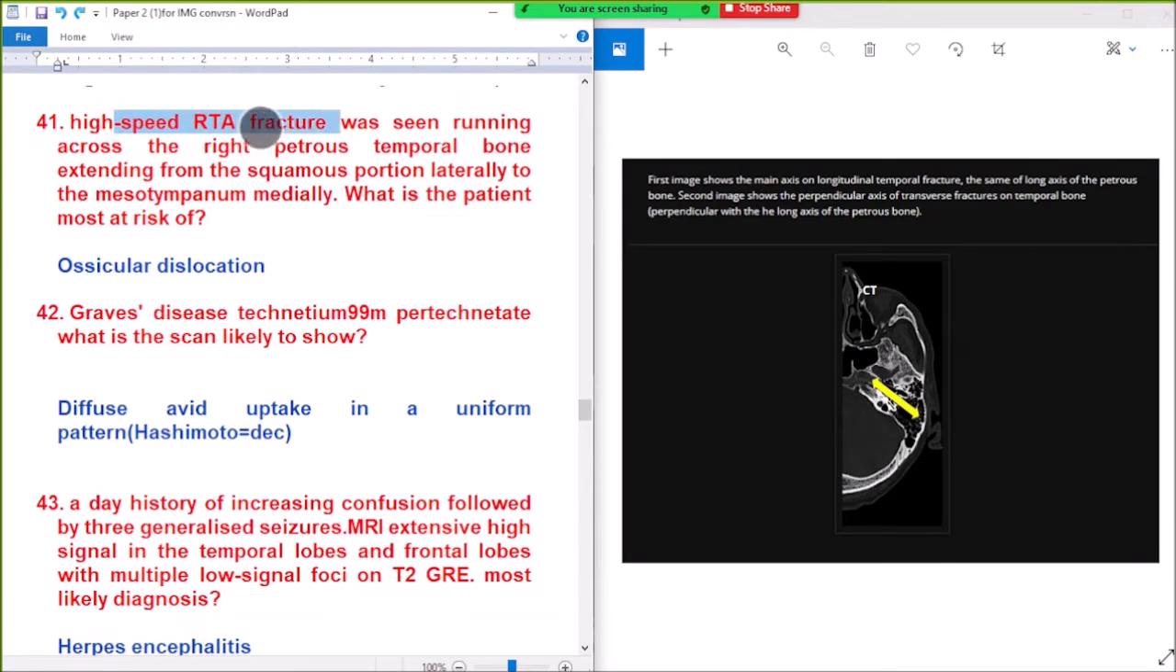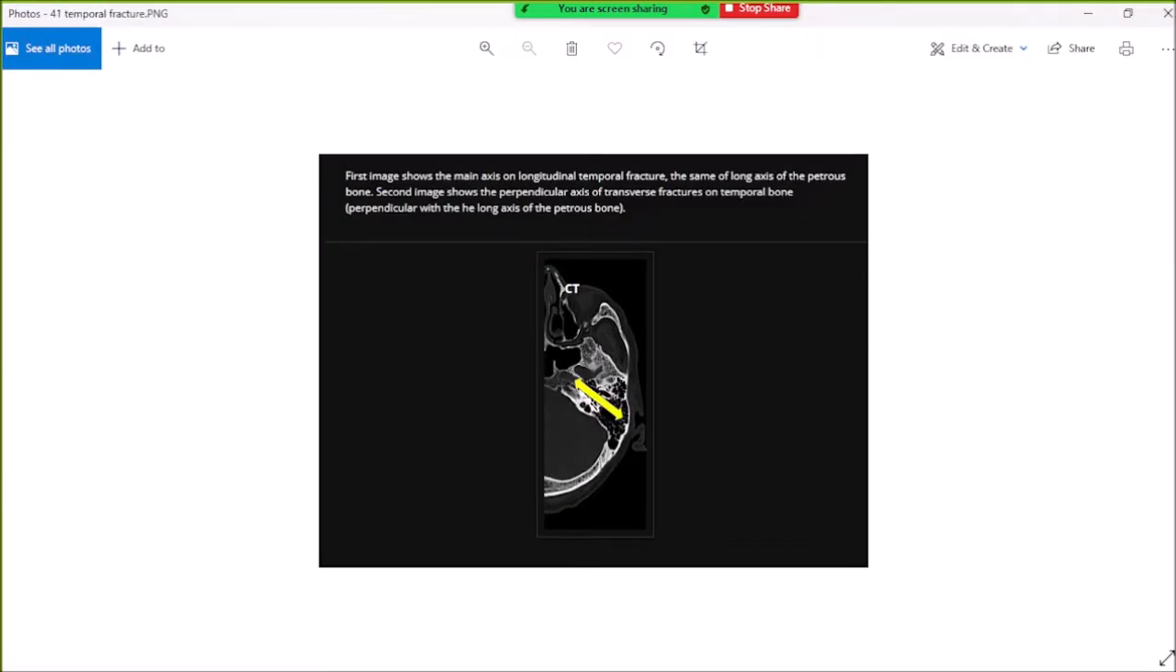A fracture was seen running across the right petrous temporal bone, extending from the squamous portion lateral to the mesotympanium medially, where the patient is most at risk of ossicular dislocation. So first, let's look at this image.